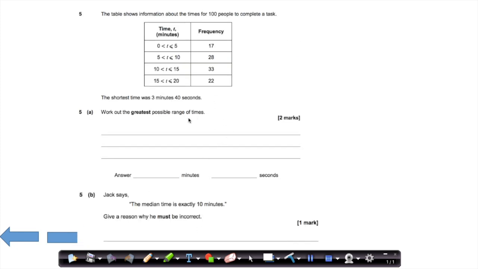Question 5, looking at the table of information. The shortest time was 3 minutes and 40 seconds, so 2 marks here. If you know that the shortest time was 3 minutes and 40 seconds, the greatest possible range, well, the time could have been anywhere between, well, more than 0, but equal to 20. It could have been 20. It goes up to 20. So the greatest possible range of values will be 20, take away 3 minutes, 40 seconds.